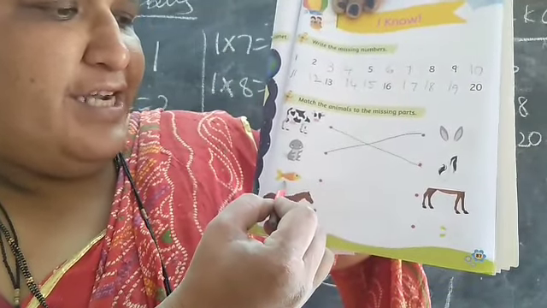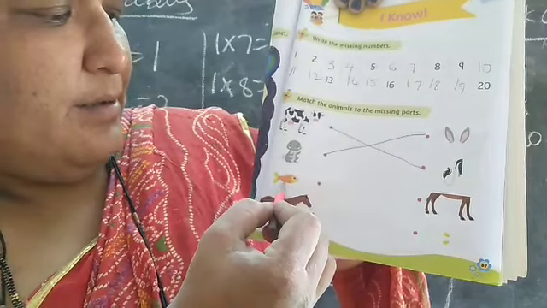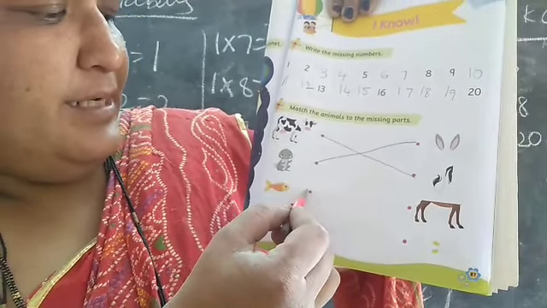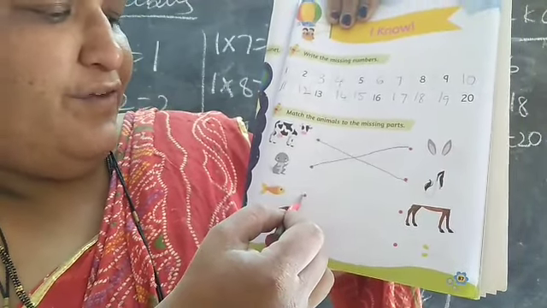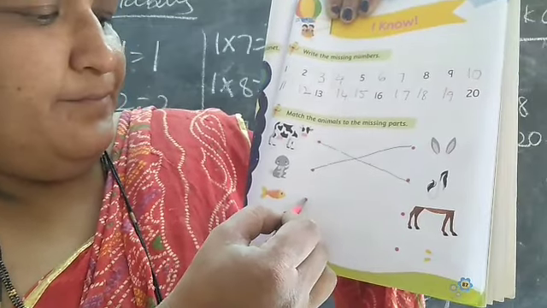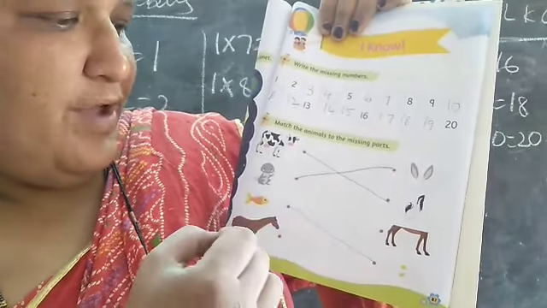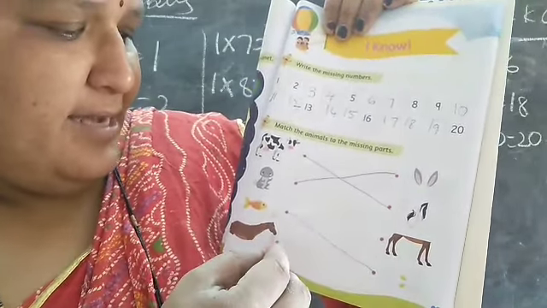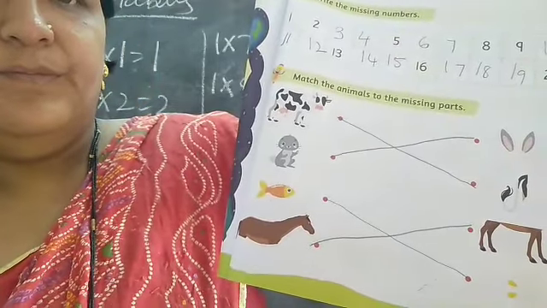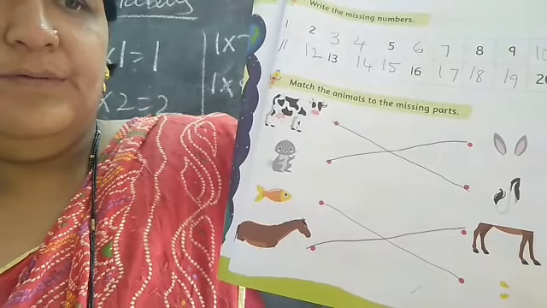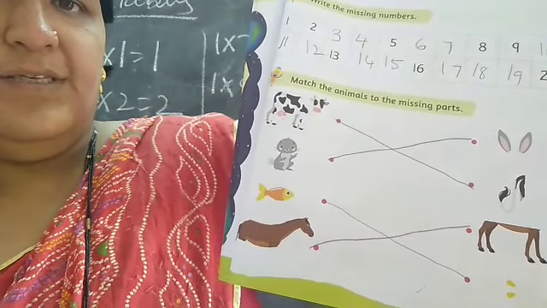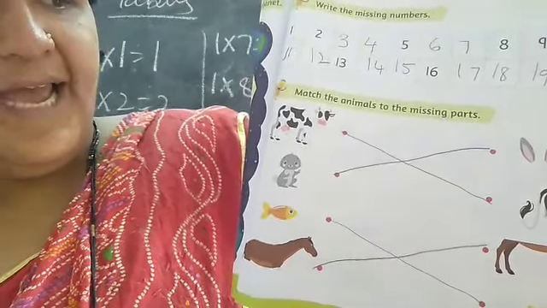Fish. So where is the fish? Insects, children. So where is the fish flying? Here. So where are the horse's legs? Here. This is it, children. Okay.